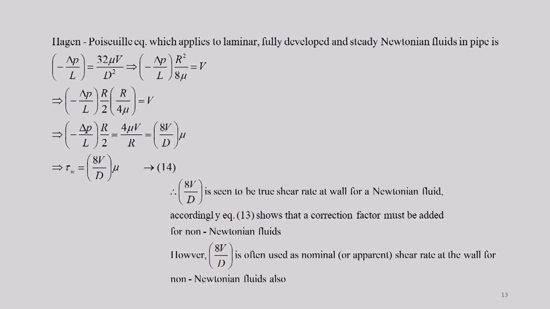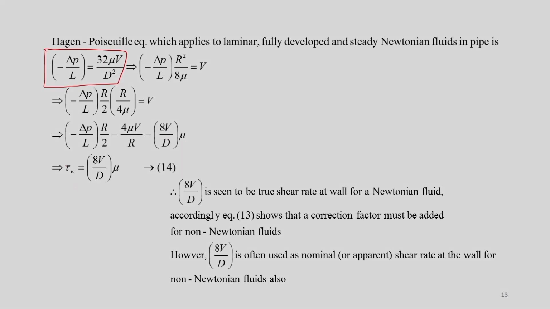So, how do we know that 8 V by D is the true shear rate for a Newtonian fluid? Because we know for a laminar, fully developed, steady Newtonian fluid in a pipe, according to the Hagen-Poiseuille equation, that is nothing but minus delta P by L is equal to 32 mu V by D square. So, let us rearrange this equation as V is equal to minus delta P by L R square by 8 mu. Further, we can write it as minus delta P by L R by 2 multiplied by R by 4 mu. Now, you keep minus delta P by L R by 2 one side and the remaining terms other side, that is 4 mu V by R, that is you can write 8 V by D mu.